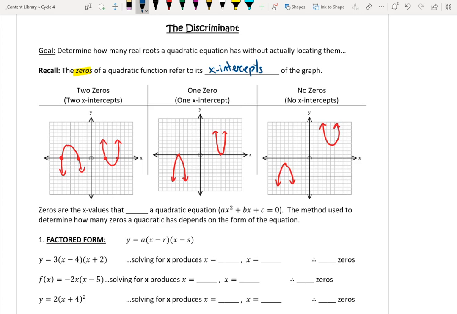Remember, the zeros are the x values that solve a quadratic equation in standard form, ax squared plus bx plus c equals 0. The method used to determine how many zeros a quadratic has depends on the form of the equation. So again, it depends on what form we're given. We know that there's three forms: vertex, factored, and standard.